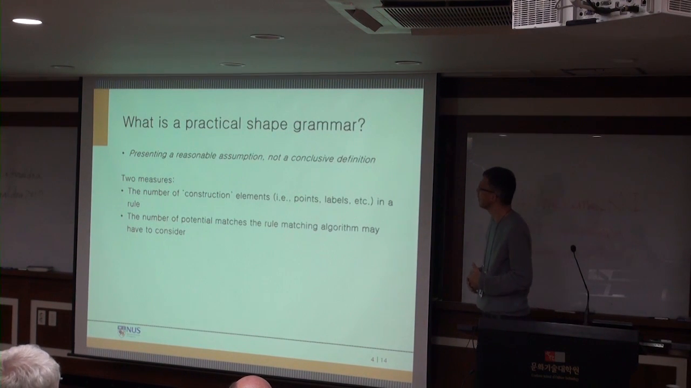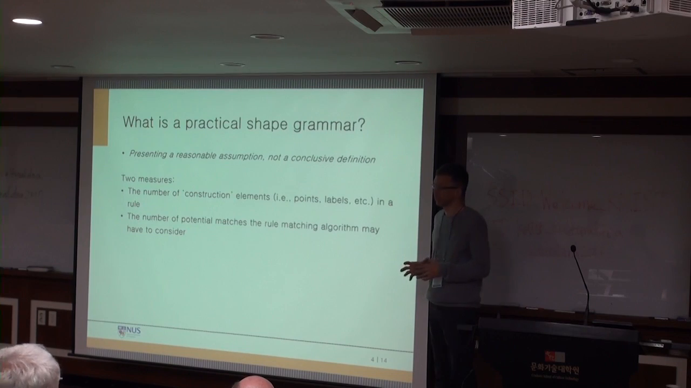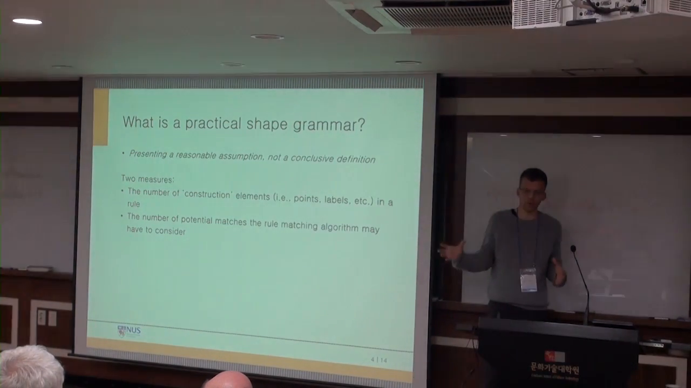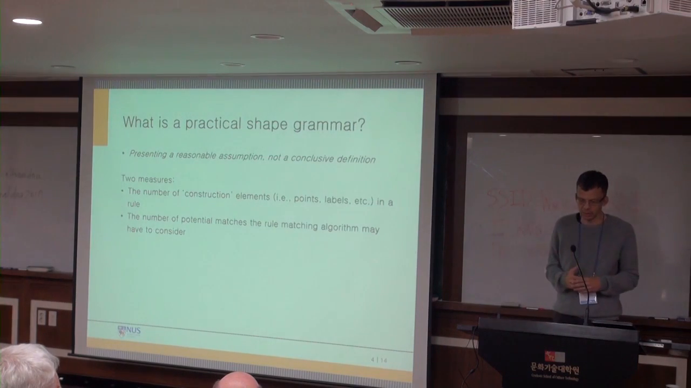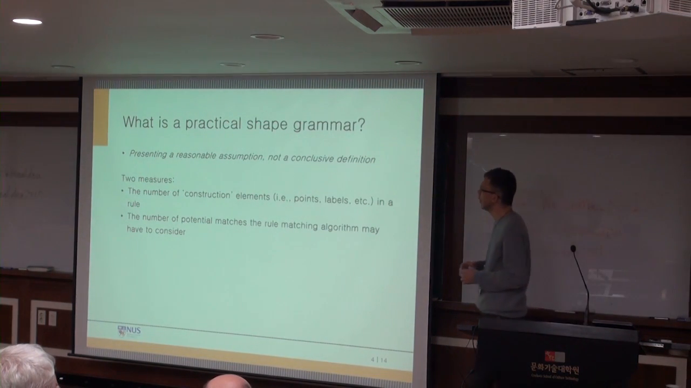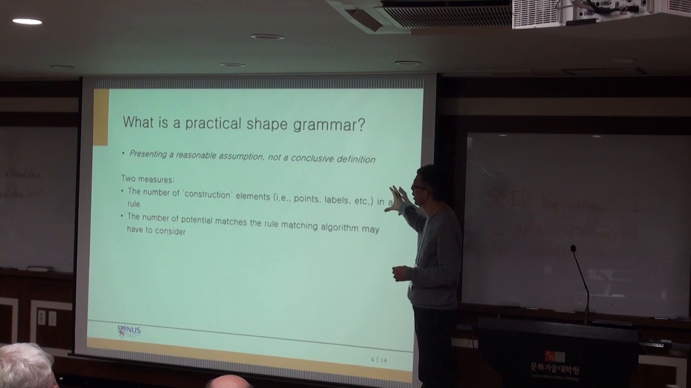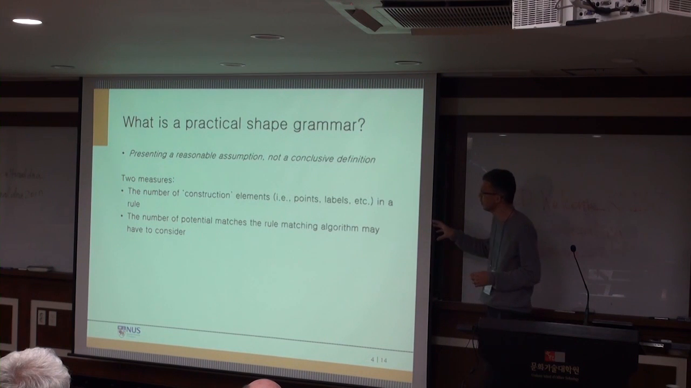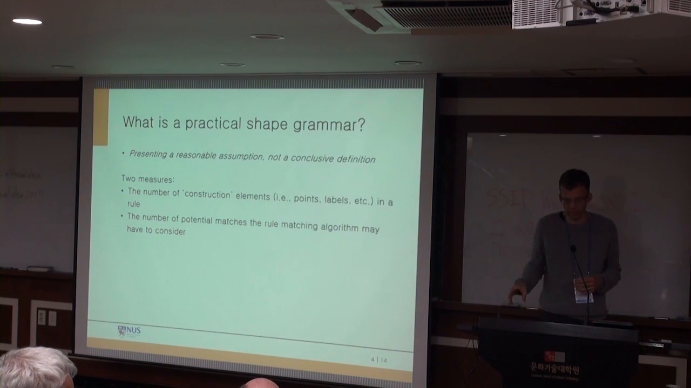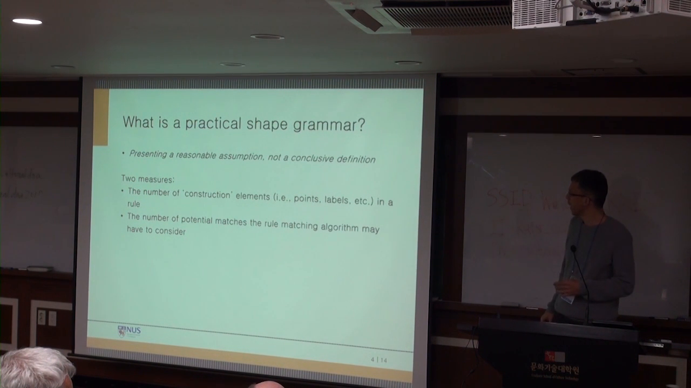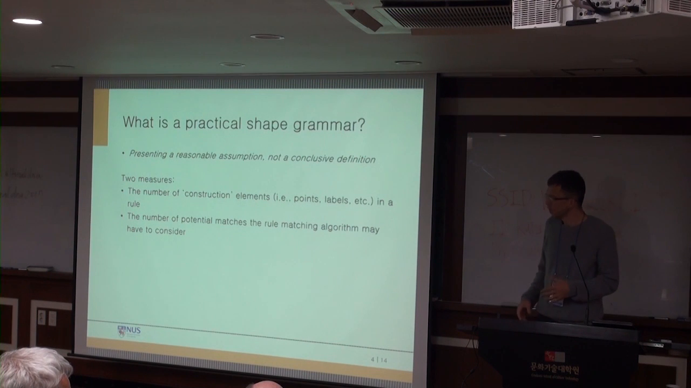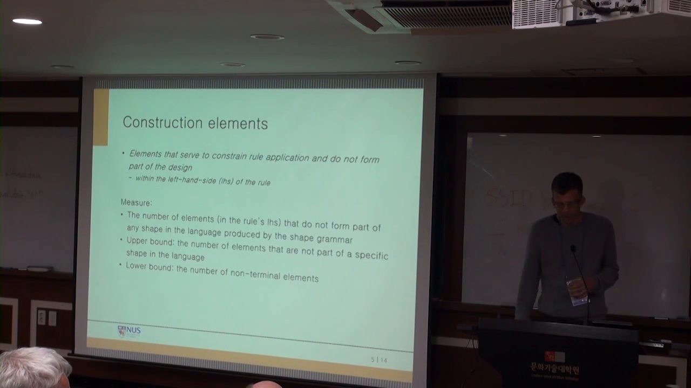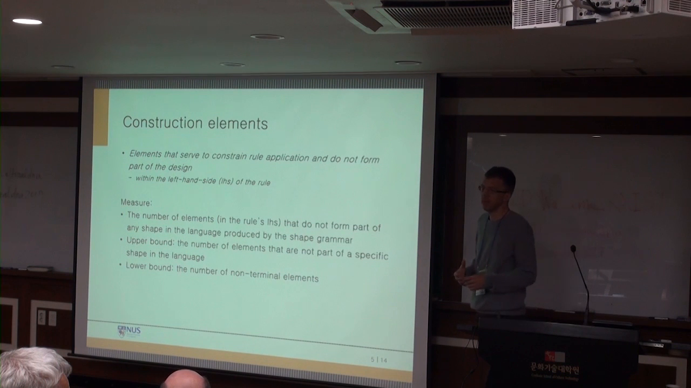And as I said, I'm going to only present a reasonable assumption. I think there could be many more things said about what it means to be practical, but for this presentation, I'm dealing with just two measures. One is the number of construction elements in a rule, and I'll talk a little bit more about what I exactly mean with that. And the second one is the number of potential matches that the rule matching algorithm may have to consider.